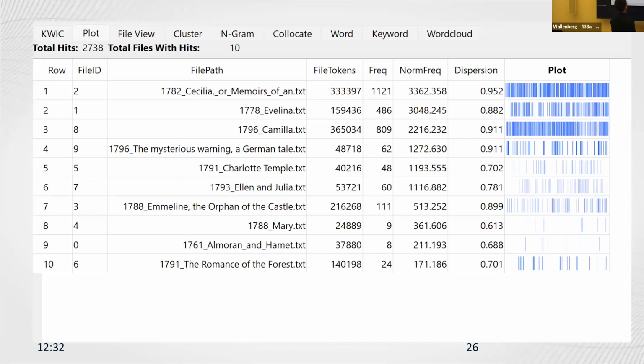That is to say, for the 1782 novel Cecilia, it has a frequency of over 1,000, indicating it appeared too many times. But in the 1761 novel, it appeared only 8 times. Still, this novel, with only 8 occurrences of the word cry, has been determined by the LDA algorithm as having a very high weight of the topic. So I want to find out why.